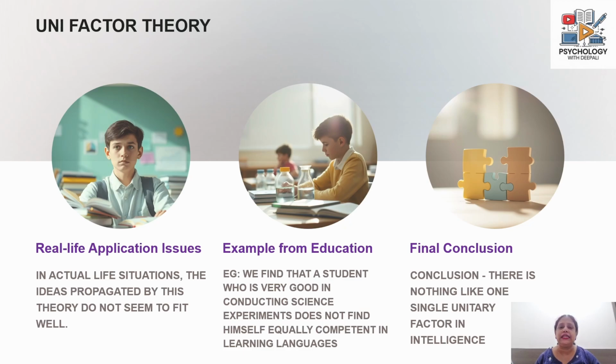Now, if, as the theory says, there is a common set of abilities which is responsible for the person doing well in multiple areas of his or her life, then how is it that a person who is very good in science is not able to do well in languages? Ideally, as per the Unifactor theory, he or she should be able to do similarly well in multiple areas, but that is not what was seen in day-to-day life. So therefore, this theory started becoming less popular as years went by, and there was a conclusion reached that there is no single or unitary factor of intelligence, and there was more research done later by other individuals, and they propagated their own theories of intelligence.